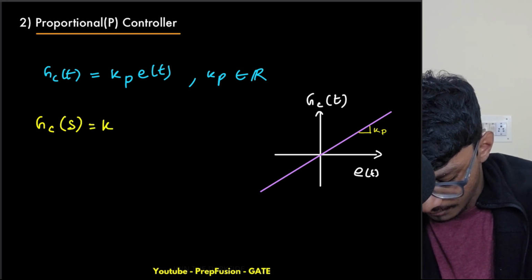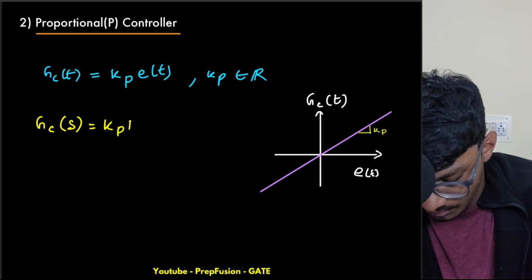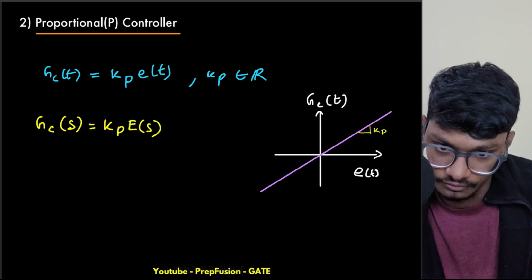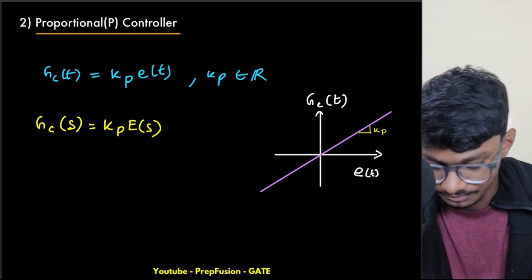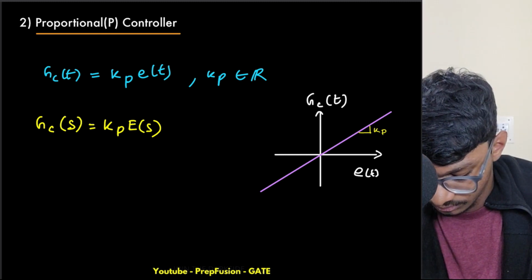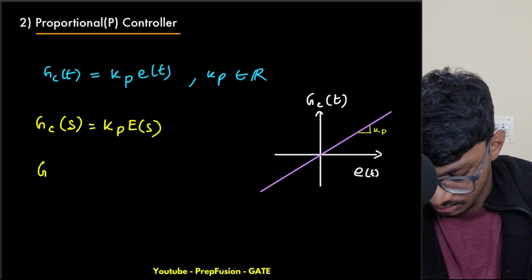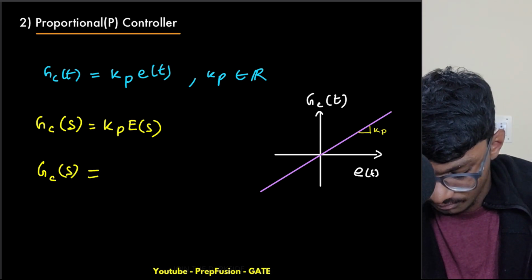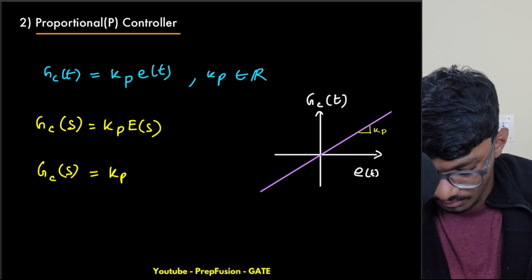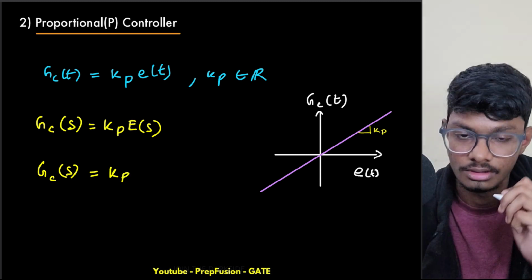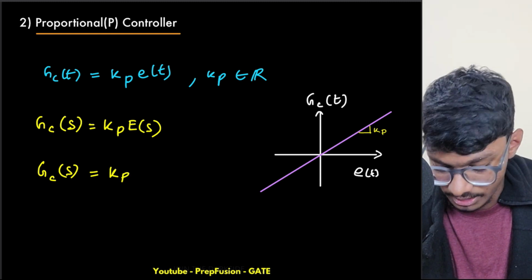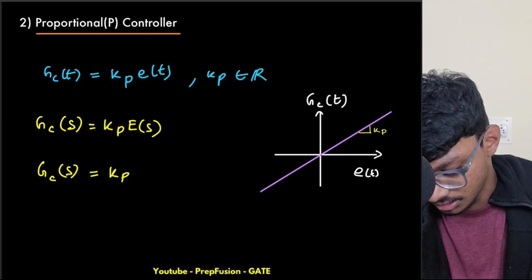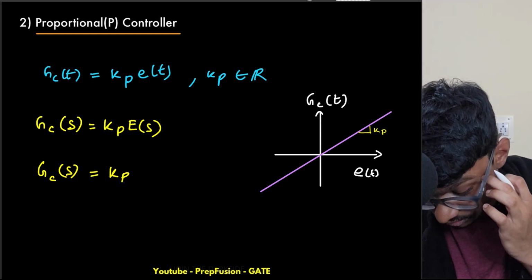Gc of s equals kp. Okay, so gc of s equals kp. Now, gc of s equals kp. Sorry, I made a mistake over here.